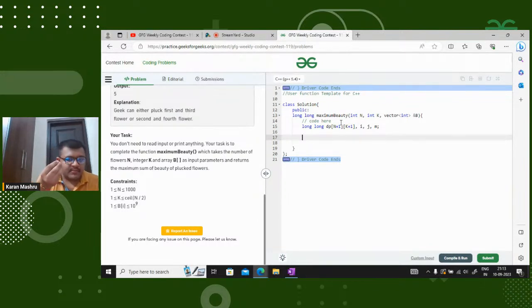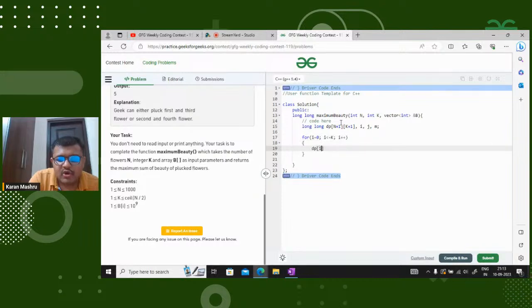Suppose you have zero number of flowers and you want to pluck i number of flowers, it is not possible. So dp of 0 i will always be 0. So for i equals to 0, i is less than equals to k, i plus plus, dp of 0 i will be equals to 0, because if I want to pluck i number of flowers but I have zero number of flowers, then the sum of beauty will be 0, right?